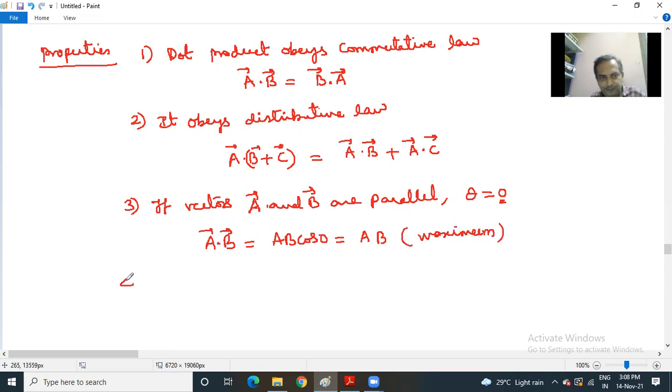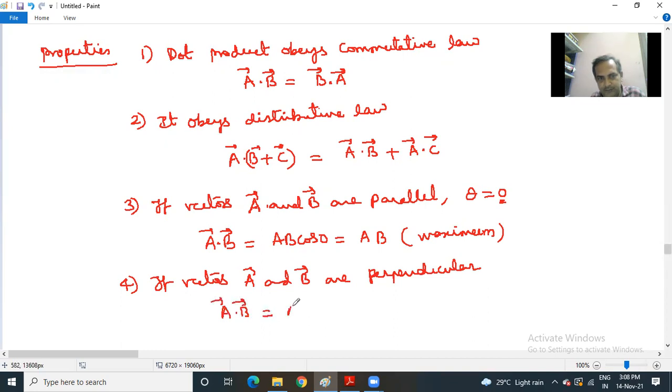Suppose vectors A and B are perpendicular. Therefore A dot B is equal to AB cos 90. Because theta is 90, perpendicular means they are acting at 90 degrees, so it vanishes to the minimum.